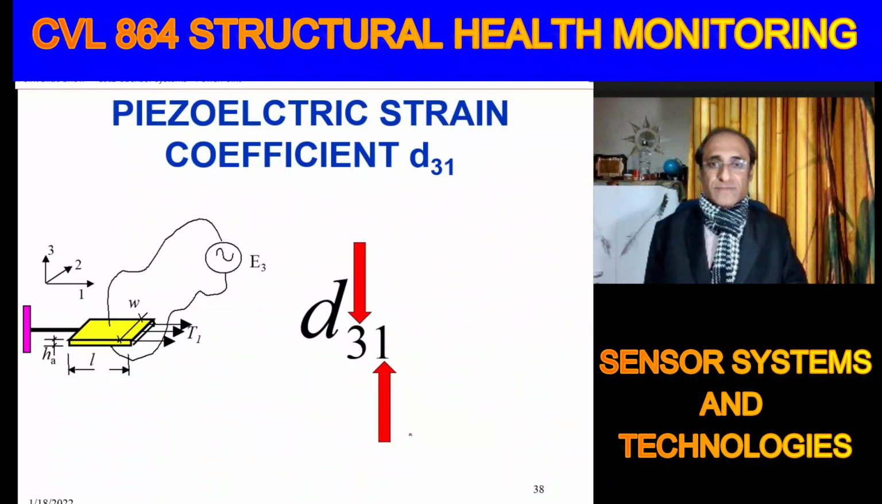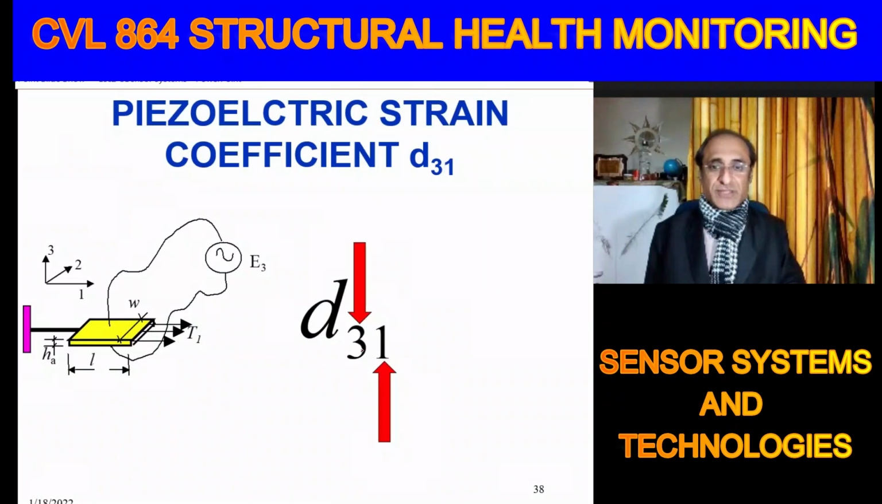This electric permittivity, the E33. Can you just further say what is this? Yes, we are coming. Now we are going into details. Okay, so first of all, let's visualize D31.